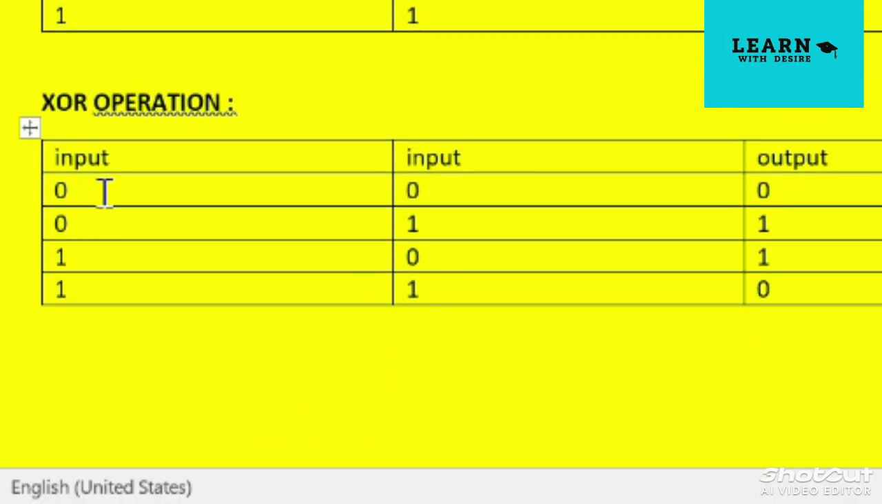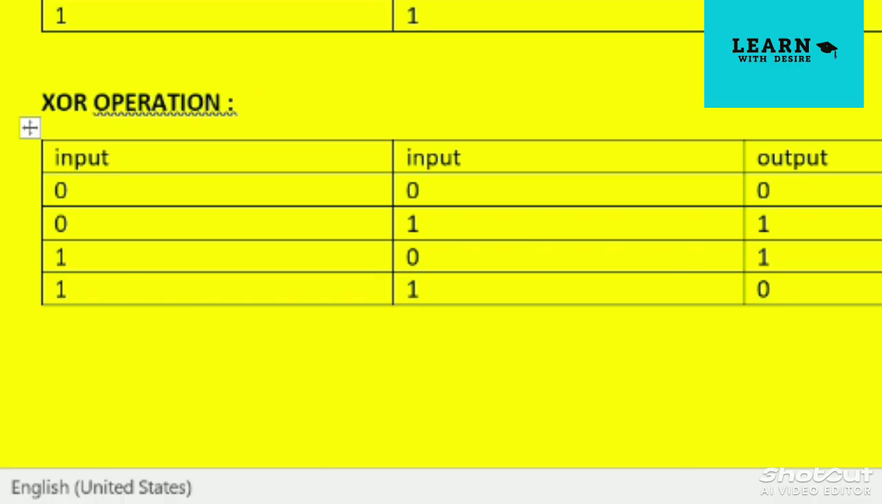It returns high if one input is low and one input is high. If both the inputs are low or both the inputs are high, then it returns 0. That means you can see here, if both inputs are high, then it returns the output 0. If both inputs are 0, the output is 0. In the XOR case, one input should be low and one input should be high, then only the output is high. Otherwise, the output is low.